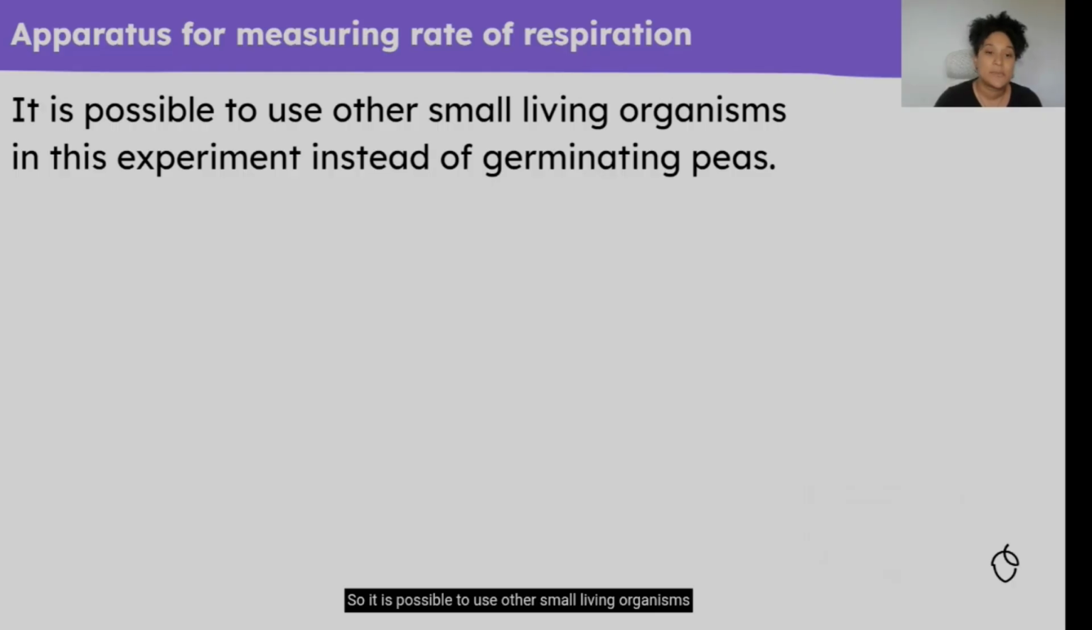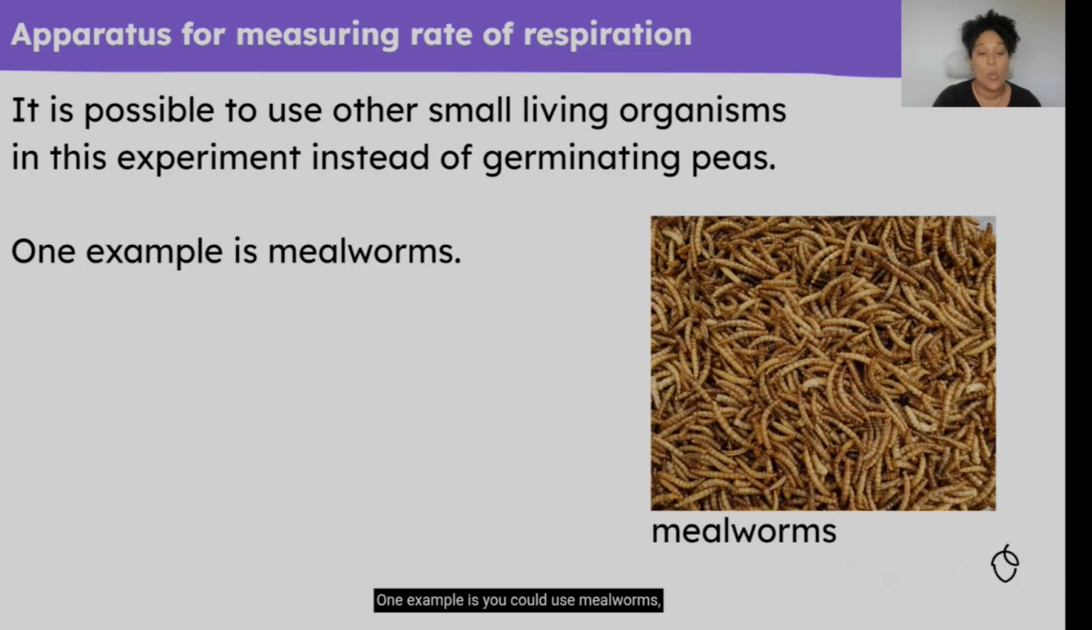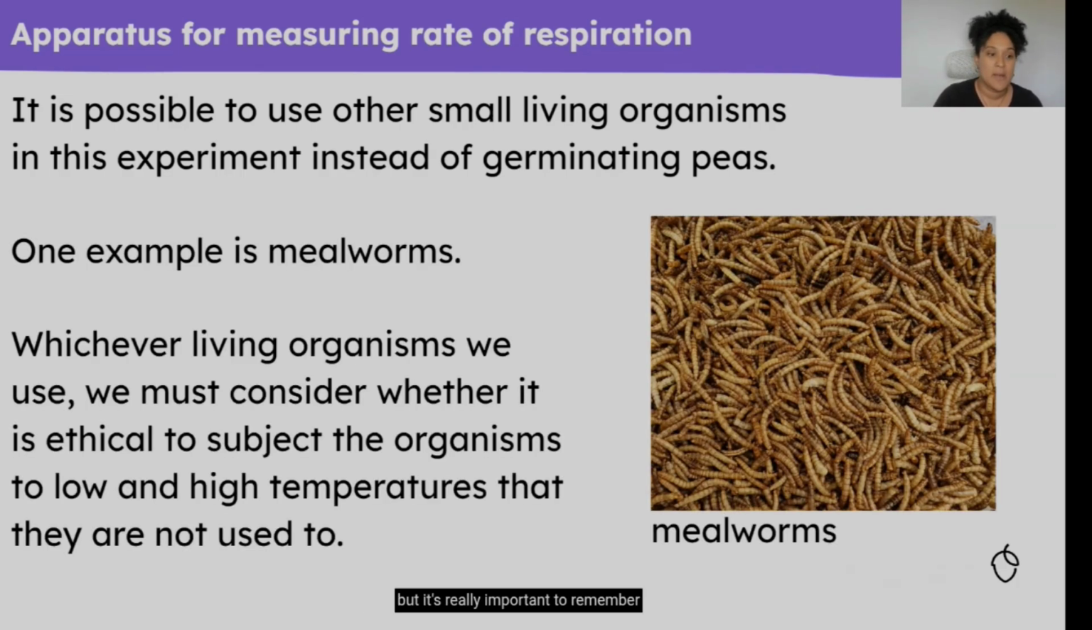So it is possible to use other small living organisms as an experiment instead of germinating peas. One example is you could use mealworms, but it's really important to remember that whichever living organism we use, we must consider whether it is ethical to subject this organism to low and high temperatures that they're not used to, because it could cause them discomfort or it could kill them. So keep that in mind when you're choosing which organism to use.